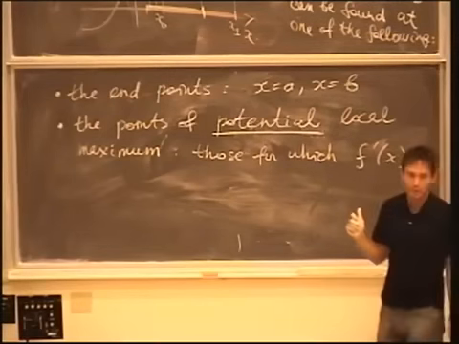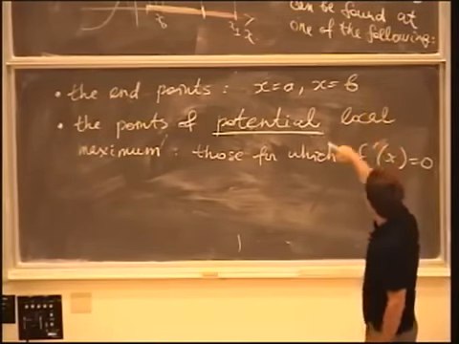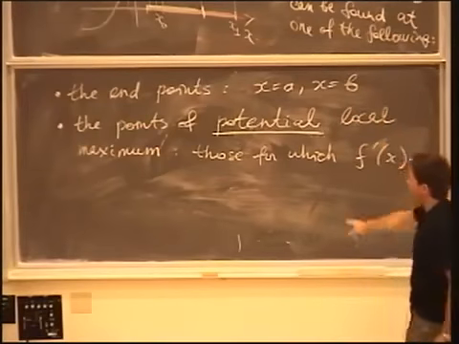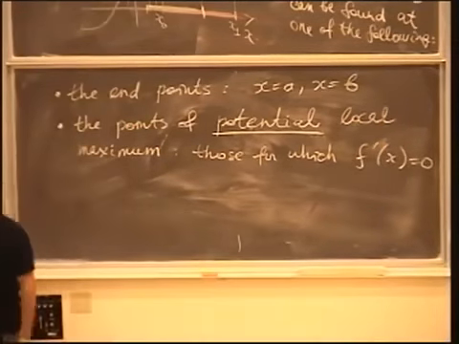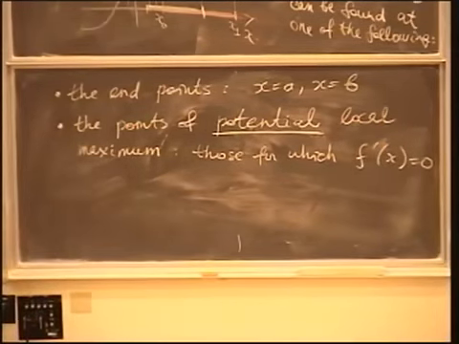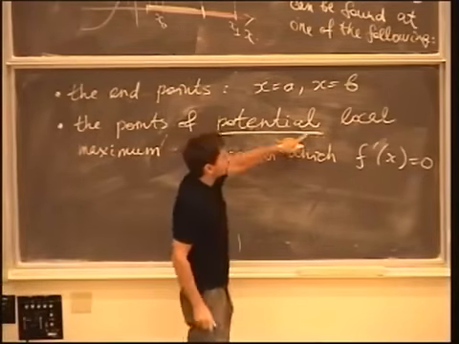That's the algorithm for finding maxima of a function. And likewise for minima, just replace the word maximum by minimum. So it's exactly the same. Now, before I go and generalize it to the case of two variables, I want to explain what I mean by the word potentially, potential local maximum.